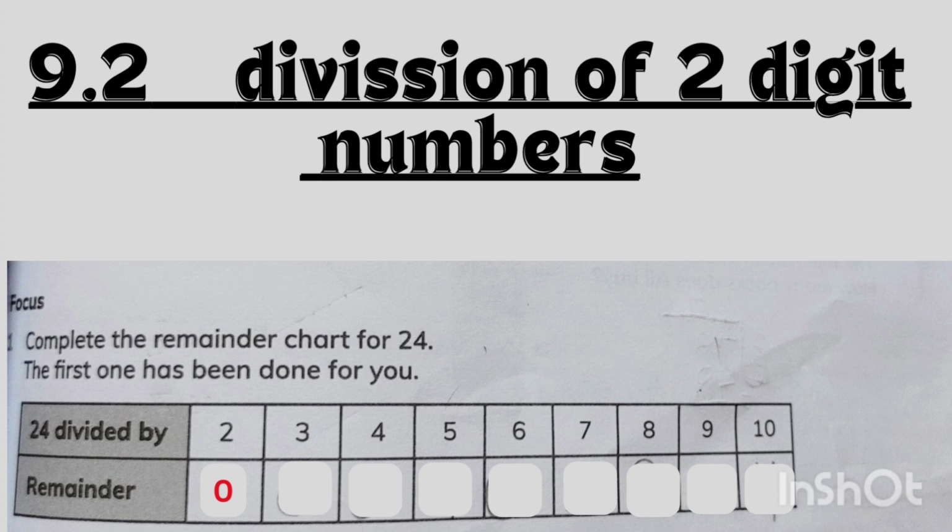Let's start 9.2, which is the division of 2-digit numbers. In question 1, we have 24, which must be divided by different numbers. So when you divide a number by different numbers, sometimes it is completely divisible and sometimes it has a remainder. Those numbers which completely divide a number are the factors of that number.